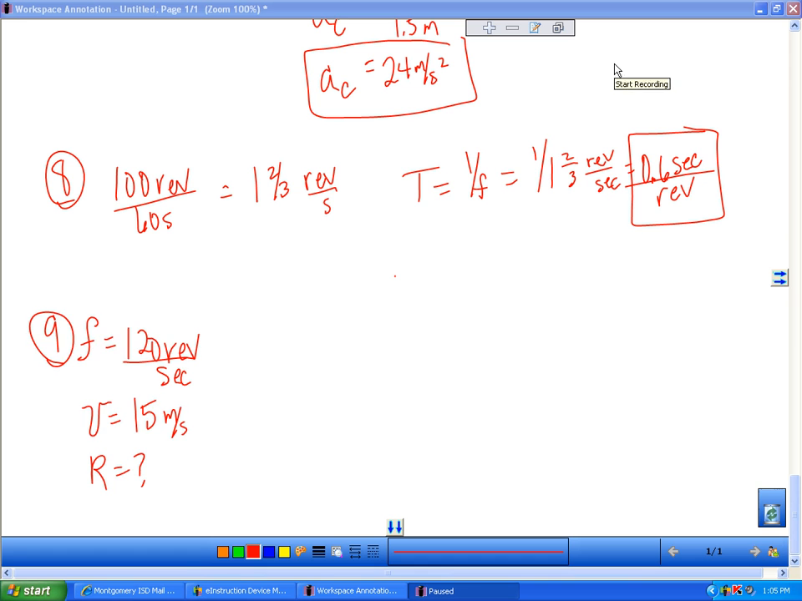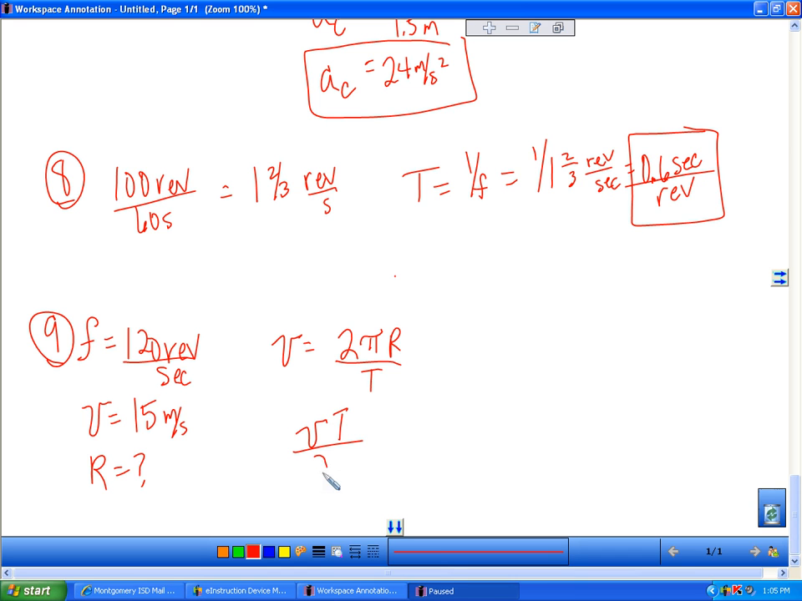So there we go. Okay, well, I listed my given as I'm looking for my radius, and I have v is equal to 2 pi r over t. But I don't want that. I want to find r, so velocity times the period divided by 2 pi should give me the radius of the pinwheel. Well, I don't have the period, I have a frequency, but I know that I can take the frequency and invert it and get the period. So 1 over 120 revs per second is going to give me my period.